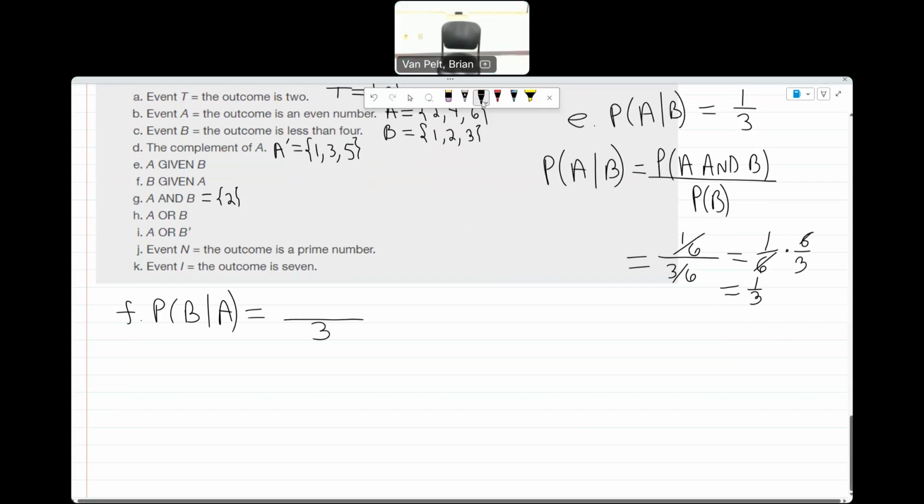Now inside of there, look for items in B that are also in A for the top part of this. How many items do A and B share in common? Just the number 2, right? So they only have 1 item in common. So they only have 1 out of 3 in common. Or if you use the formula for it, P(B|A).